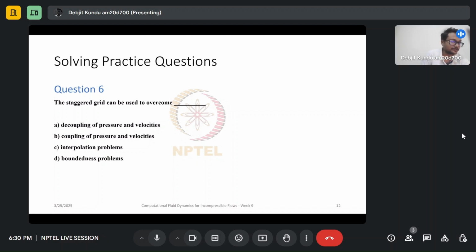Let's take a look at the solution. It is option A. As we discussed in the previous slide, the pressure and velocity get decoupled in collocated grids, and that is overcome using a staggered grid.